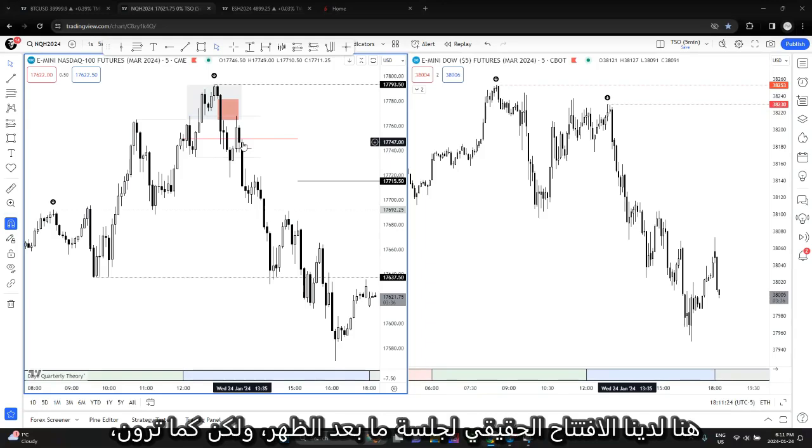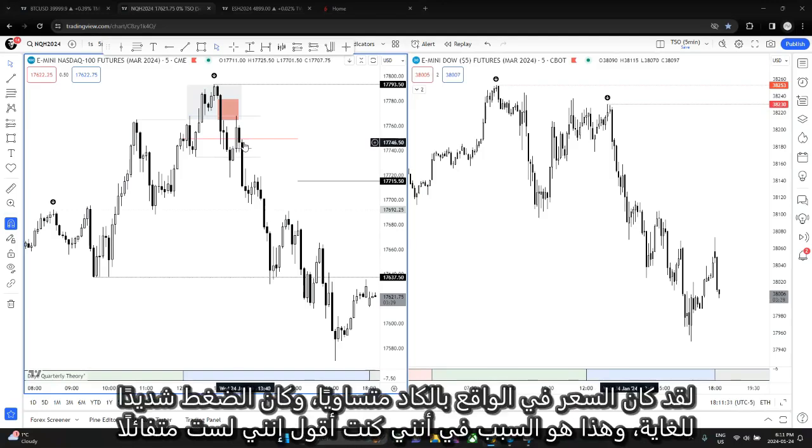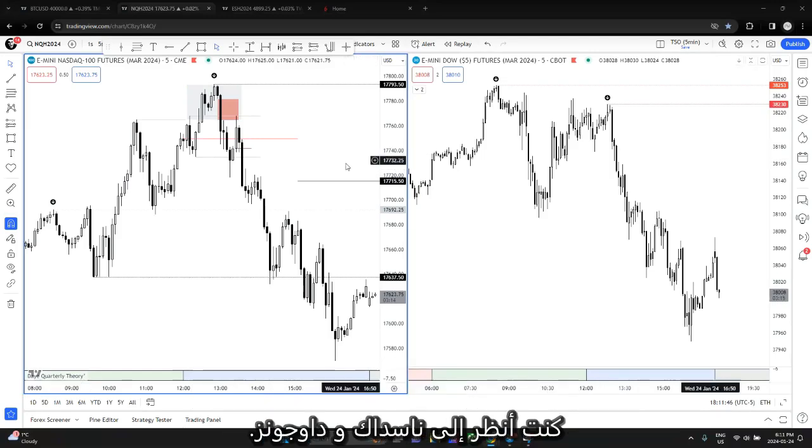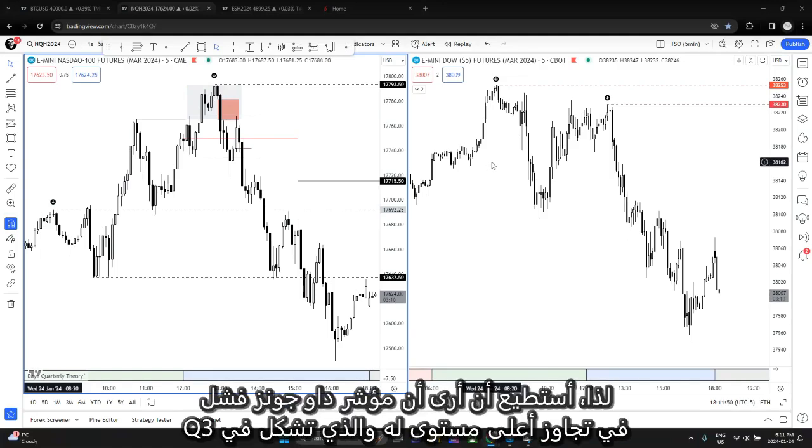Right here we have the true open of the afternoon session, but as you can see, price barely wicked. Price was so heavy, which is why I was saying that I'm not bullish here, due to the fact that I could already see this SMT right here because I was looking at both of these assets. I was looking at NQ and the Dow.